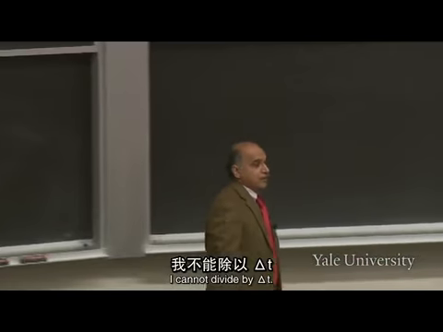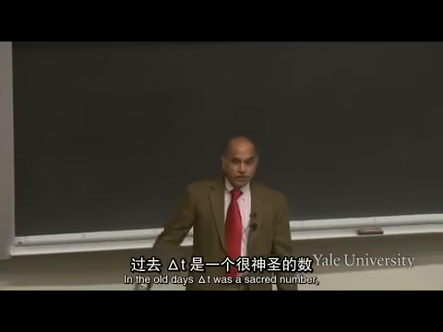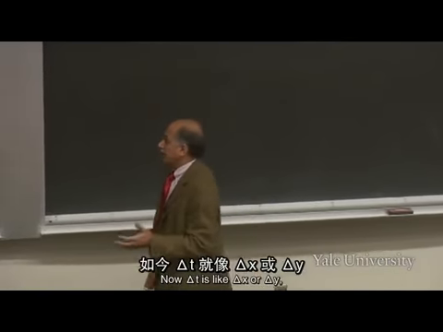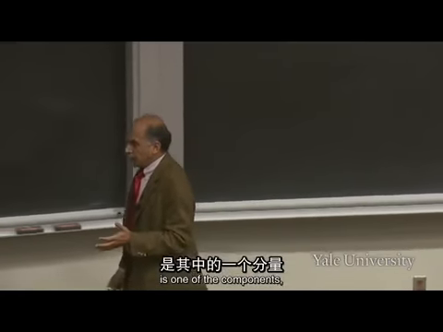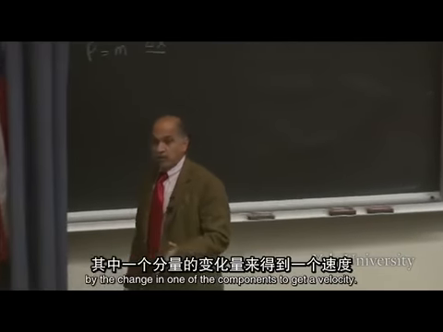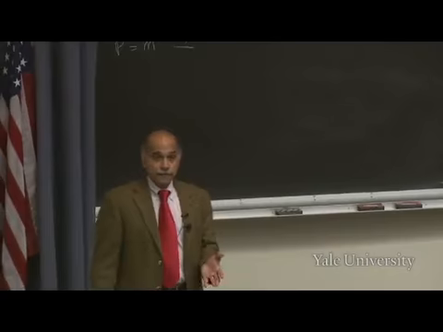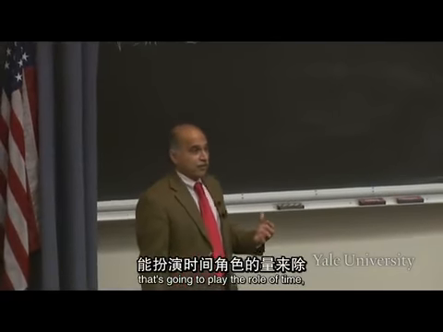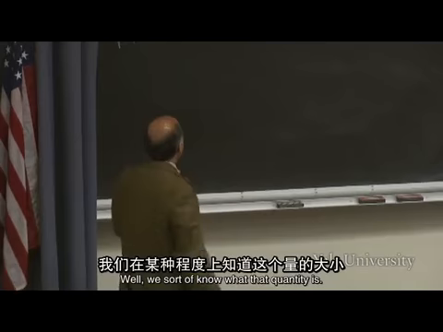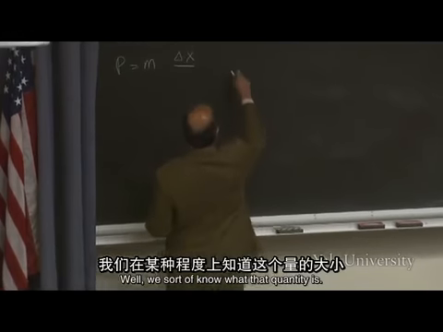I cannot divide by delta t. In the old days, delta t was a sacred number, same for all people. Now delta t is like delta x or delta y. It's one of the components, and you don't divide the change in the vector components by the change in one of the components to get a velocity. You got to divide by something that's going to play the role of time and have the same value for all people. Well, we sort of know what that quantity is.